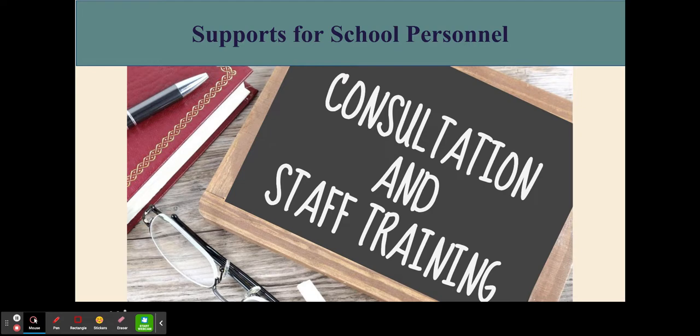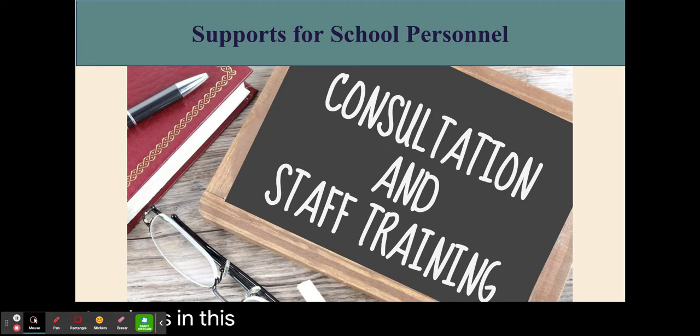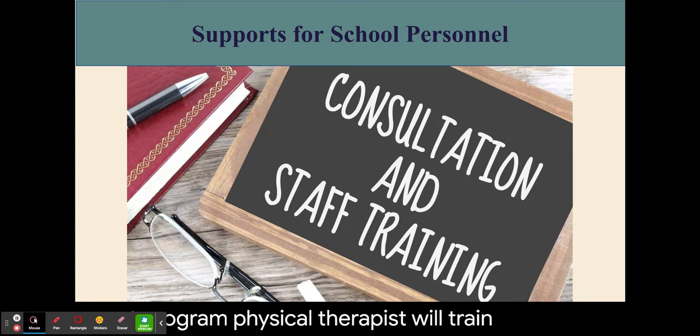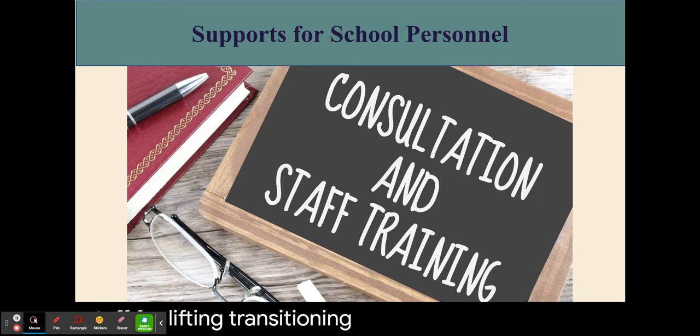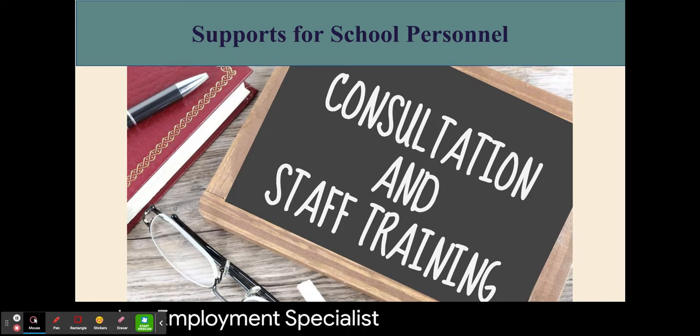So some examples of supports for school personnel include teachers and assistants will be trained on the use of a communication system. School personnel will be oriented to a highly structured behavior support program. Physical therapists will train classroom staff for lifting, transitioning, and equipment use. Consultation between the special education teacher and an employment specialist regarding supports needed for work-based learning.